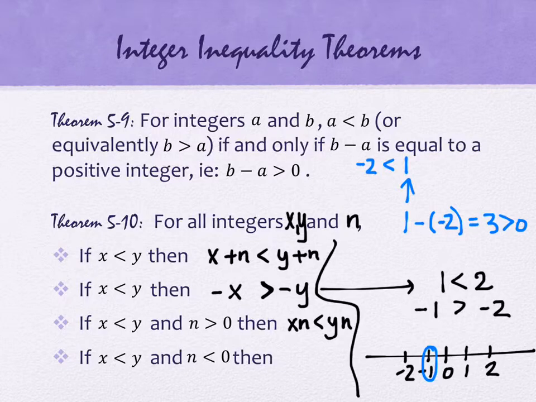What do you think is going to happen when we multiply by a negative? Because that's the last piece here. It's going to flip it. So for the exact same reason we already did before, this is going to be x times n is greater than y times n. So the inequality switches.